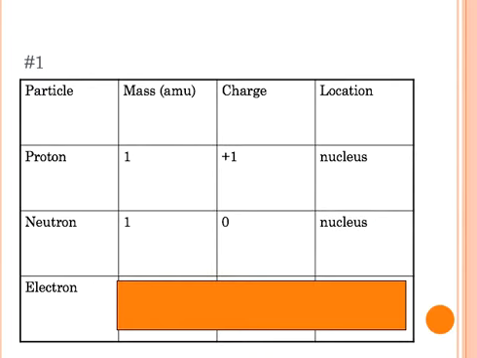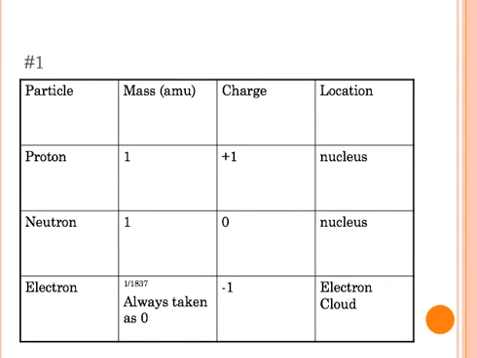Next comes the neutron. The neutron is also located in the nucleus. It is about the same size as a proton, has a value of 1 atomic mass unit. However, it is electrically neutral, so its charge is a 0, and it is also found in the nucleus.